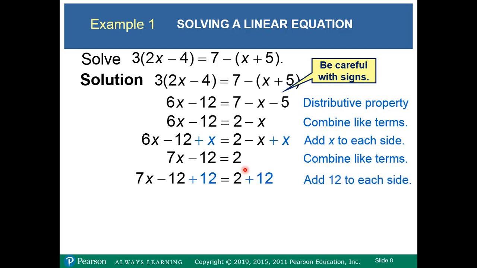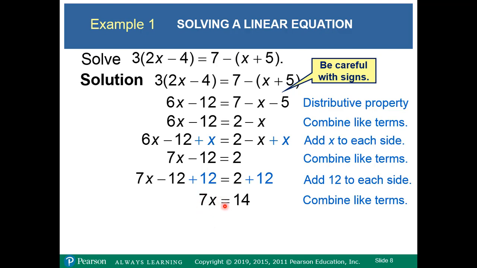Okay. And so what do we get here? This is going to give us 0. And this is going to give us 14. And now we get 7x is equal to 14. Now, what do we have to do to both sides to get x by itself? Well, this is 7 times x. So what's the opposite of multiplication? Division. So we're going to divide by 7, because 7 divided by 7 is what? 1. And then we'll just have x.